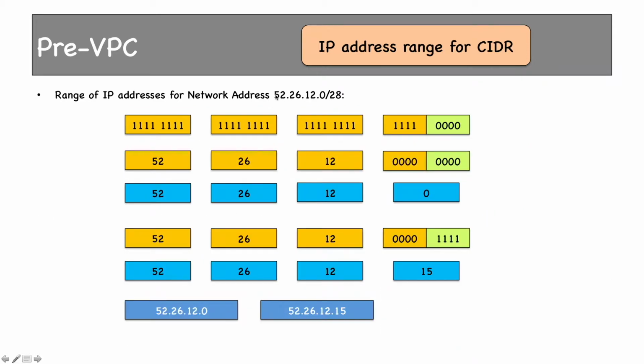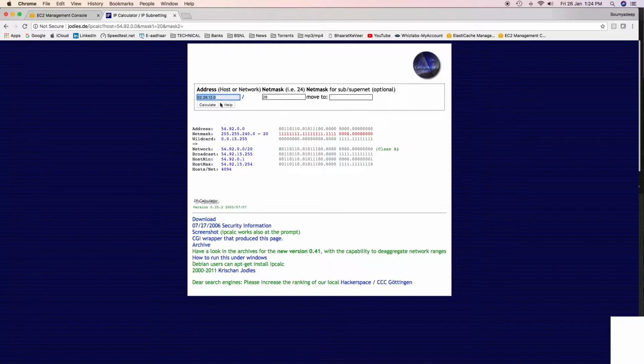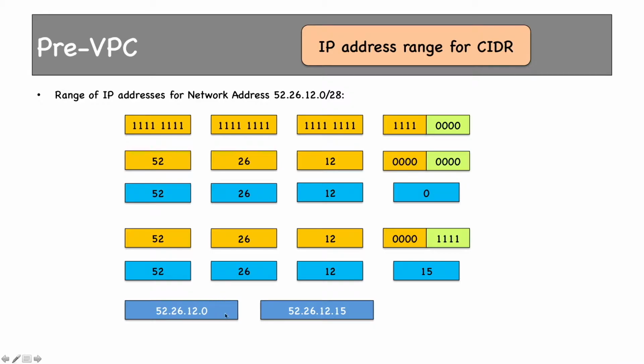Let's try to find out the IP address range for this network address, which was our third example. Paste the network address and the CIDR notation, then click on calculate. So the minimum IP address is 52.26.12.1 and the maximum is 52.26.12.14. That was our output as well.